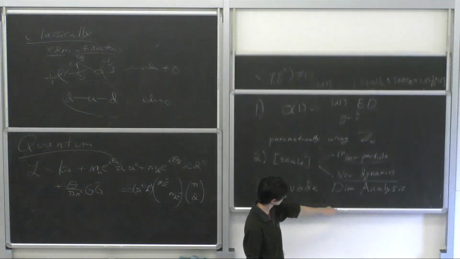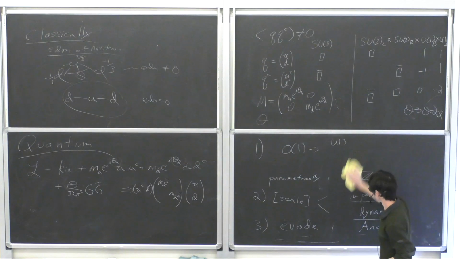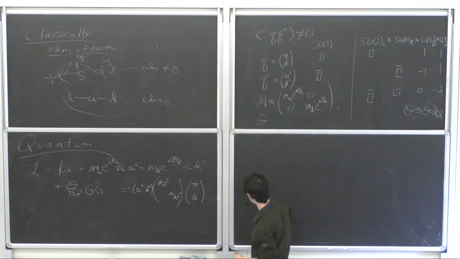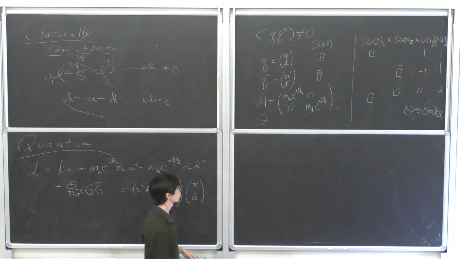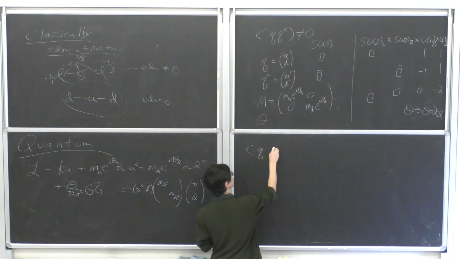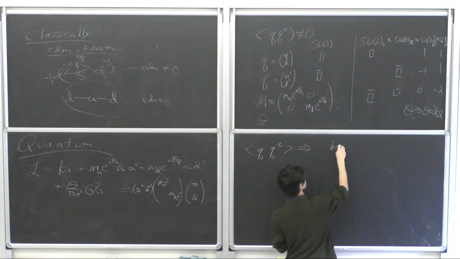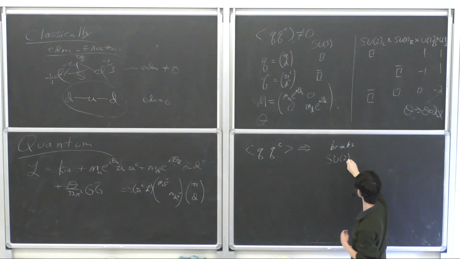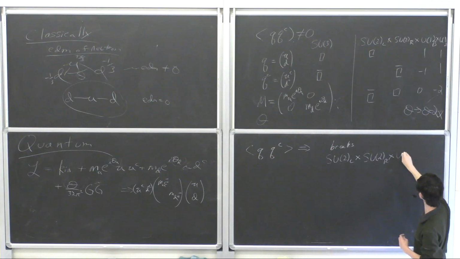Great. Now, I say Q Q-conjugate is non-zero. So what does this break? What does Q and Q-conjugate break? Breaks SU2 left, breaks SU2 right, and it breaks U1 axial.